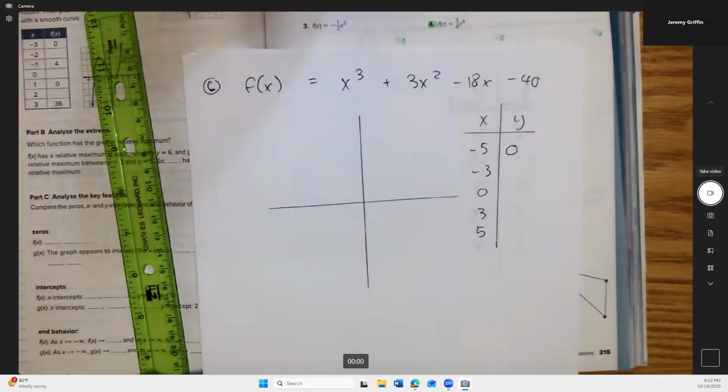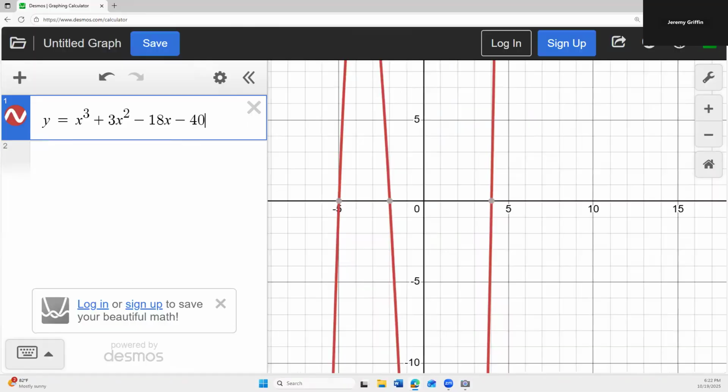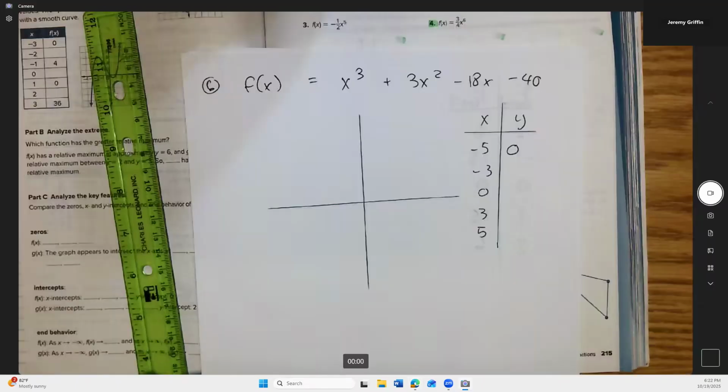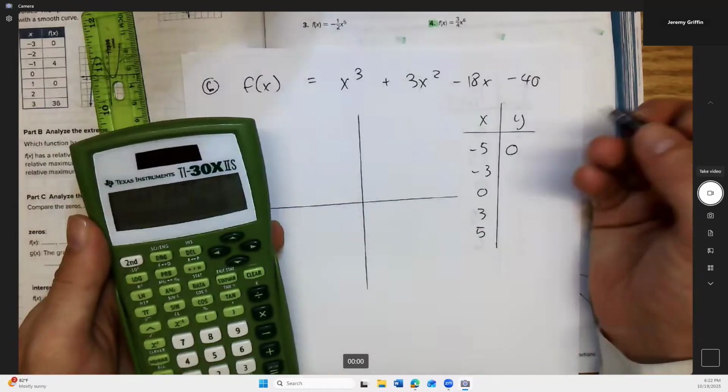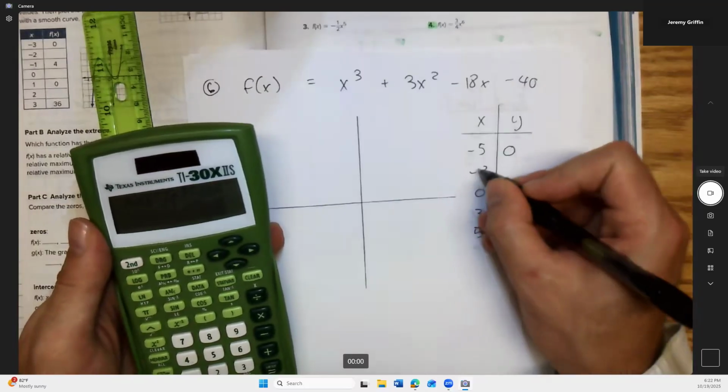Did I really pick? I don't think I meant to do that. -5, 0? Oh, yeah, okay. Actually, that is a point. -5, 0. Oops. Okay, that's all right. -5, 0. Okay.